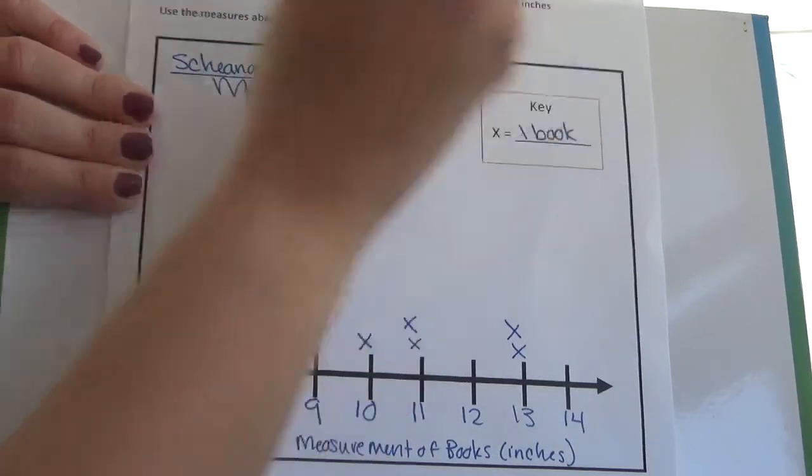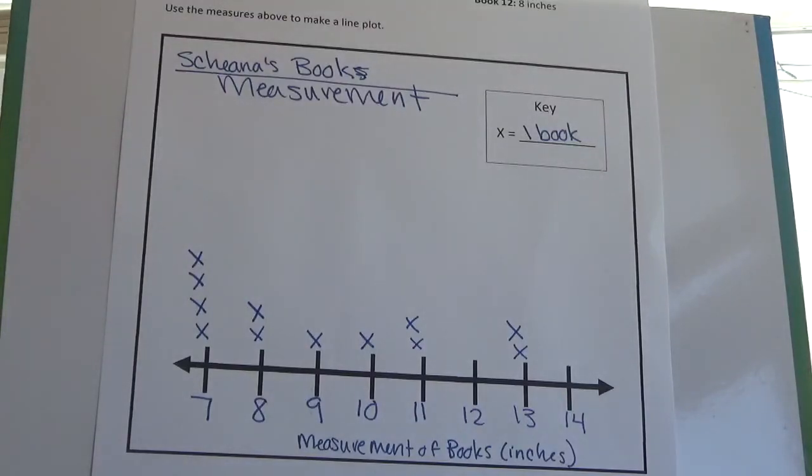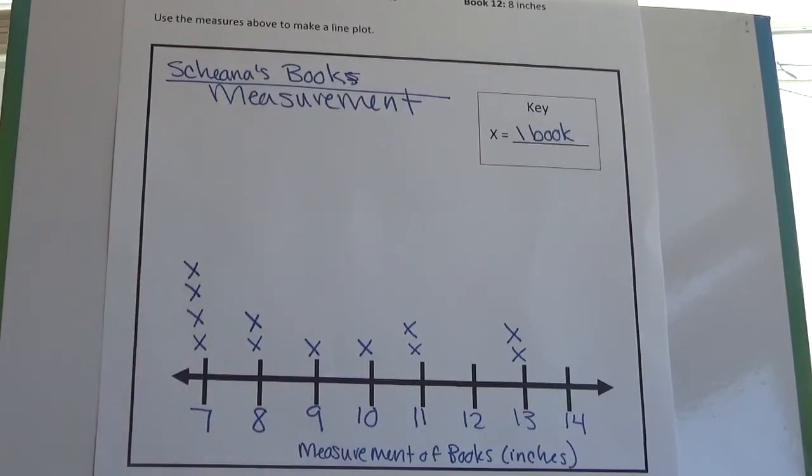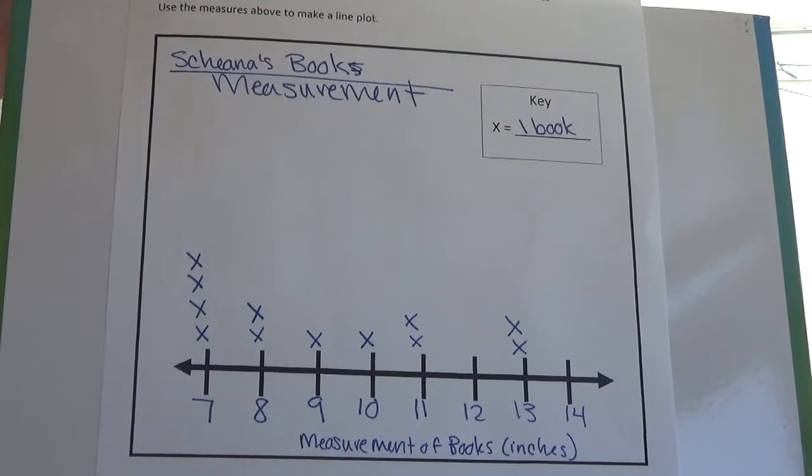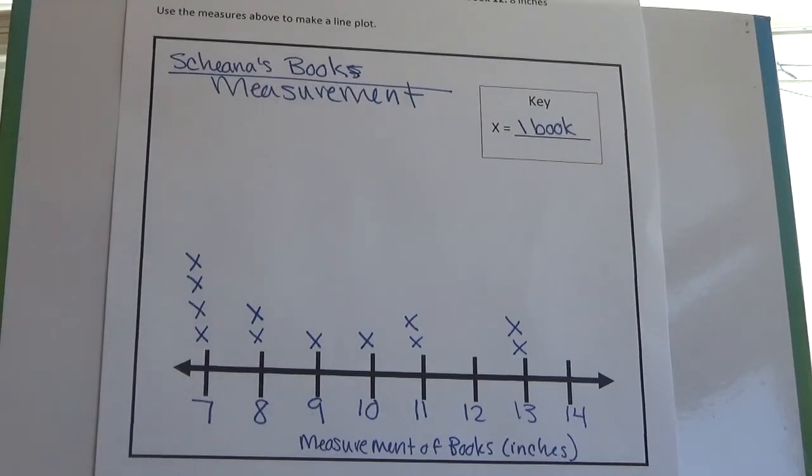Something that gets at, it's about the height of these books. Could have had something different, but as long as you get across the point that this line plot is showing you the height or the length or the measurement of Sheena's books, that's totally fine. So as you can see here, she has 4 books that are 7 inches. She has 2 books that are 8 inches and 11 inches and 13 inches. And then she has 1 book that is 9 inches and another book that is 10 inches. So right here represents the books and the measurements of the books in Sheena's book bag.